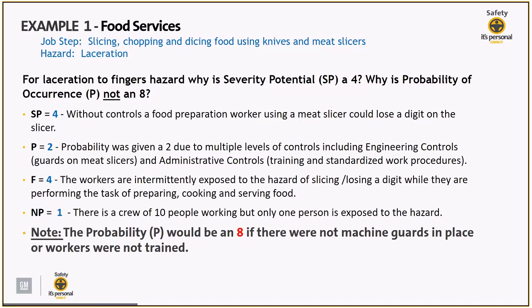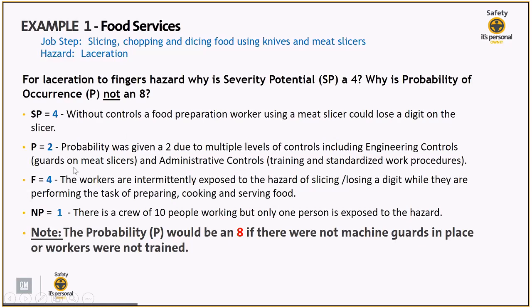So severity potential, we said was a 4 because without controls, a food preparation worker using a meat slicer could lose a digit on the slicer, right? So they could possibly lose a digit on their finger while they're using a slicer if they didn't use it correctly. So severity potential we're saying is a 4. Probability of occurrence we said was a 2. So the probability of occurrence was a 2 due to the multiple levels of control, including engineering controls, which are the guards on the meat slicers, and administrative controls such as training and standardized work procedures for the workers.